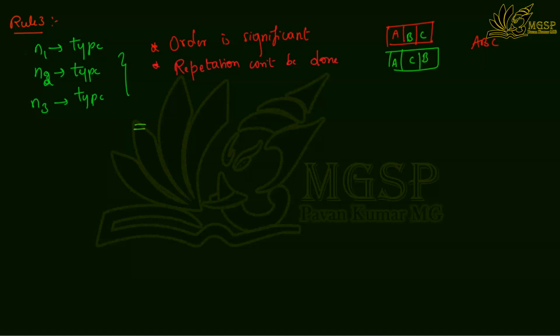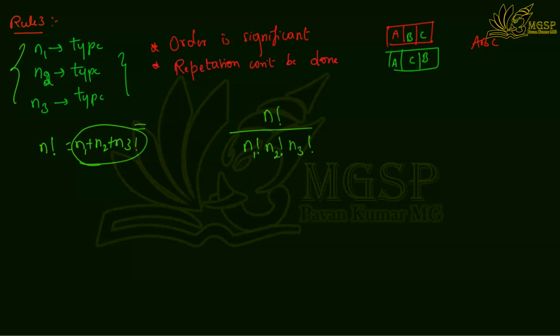In the general form, this can be written as n factorial total, where n is equal to n1 plus n2 plus n3. So this is the total number of elements, that is n factorial divided by the individual different kinds, n1 factorial, n2 factorial and n3 factorial. Now I'll consider one example so you can understand better.